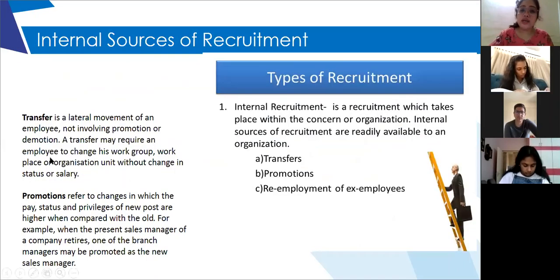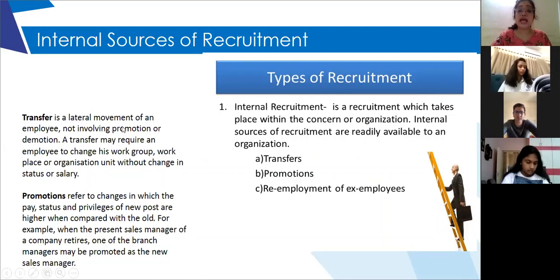Now let's look at the important types of internal recruitment. Internal recruitment is a recruitment that takes place within the concern or organization. It is of two types. Actually, they have also given a third type, re-employment of ex-employees. But in your book, we are sticking to two important ones, that is transfer and promotion. Now, what is transfer and what is promotion? Let's quickly understand it.